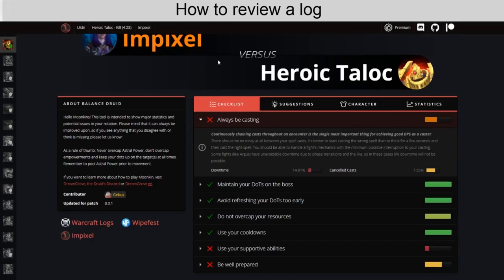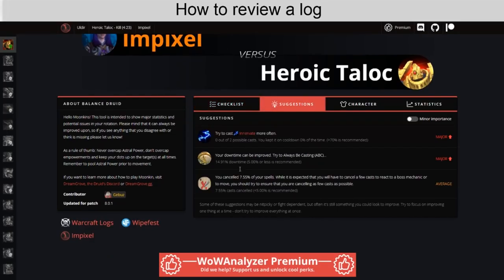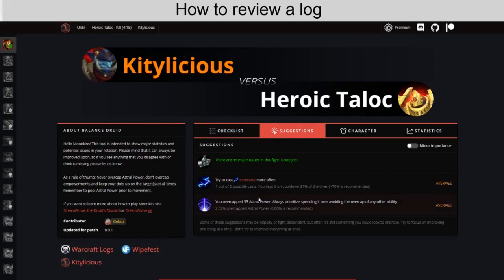Additionally, Wowanalyzer has a suggestions tab, and you can see what exactly you can always be doing differently. For example, Kitty overcapped 33 astral power over the course of the fight, which is something you really don't want to do, capping astral power.